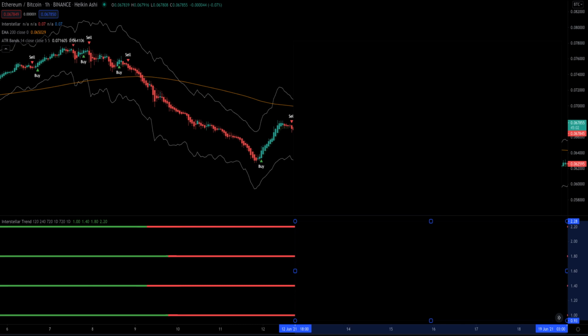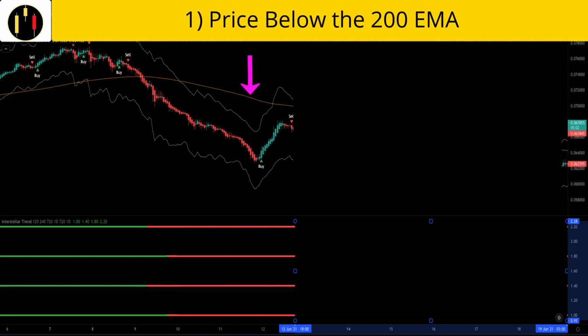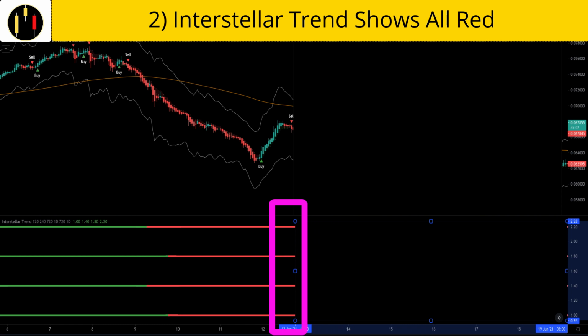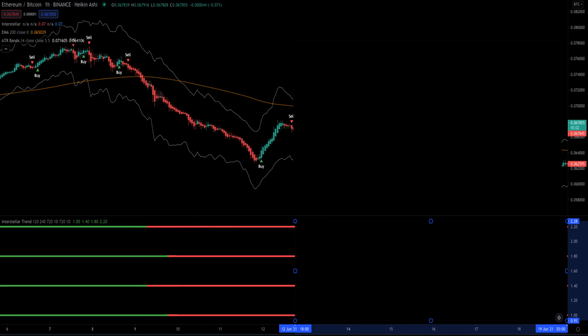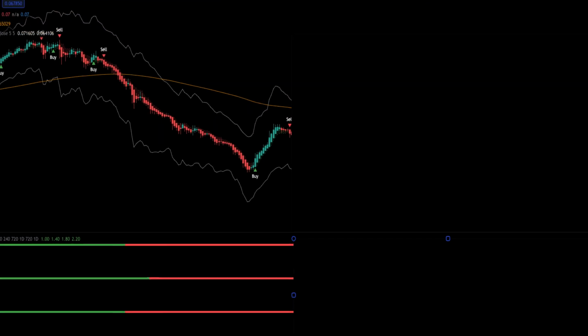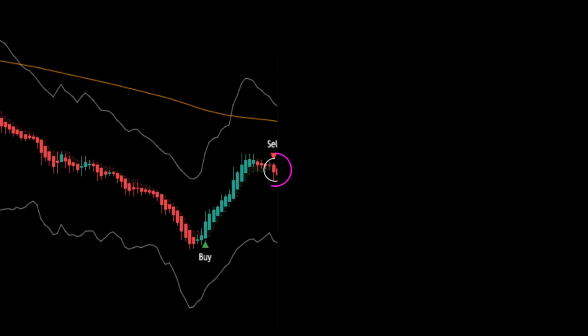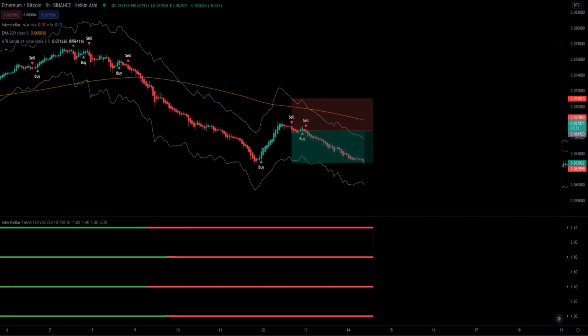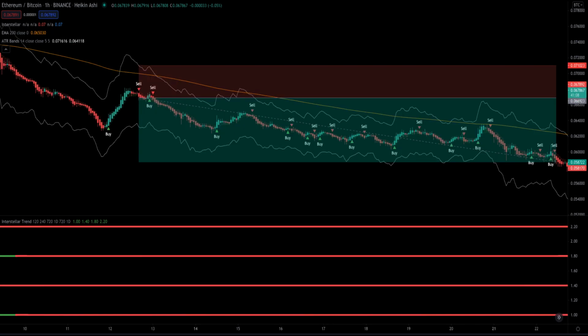This is what I will test for shorts. Price to be below the 200 EMA. Second, the Interstellar Trend indicator shows all red. Third, we get a sell signal on the Interstellar Buy-Sell indicator. All of that converges on this candle here. This is our trigger. We place our stop at 5 times the ATR, which is this level here, and target 1-to-1 for the first half of our position. When 1-to-1 is hit, we move our stop to break even and let the rest ride to 2-to-1. And this one hits 2-to-1.